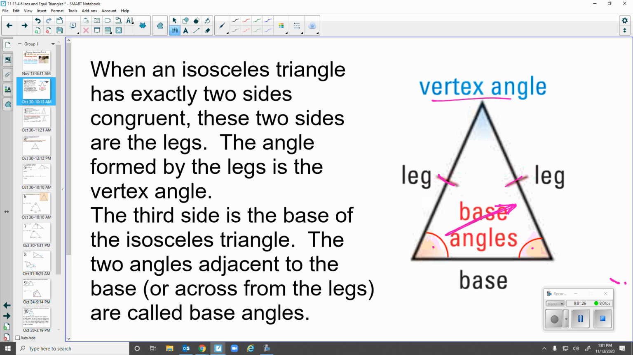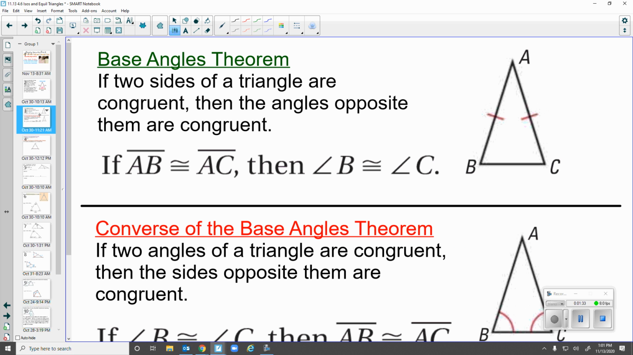Okay, that's all your basics of an isosceles triangle. Now we're going to look at some theorems. We have the base angle theorem and then the converse of it. The base angle theorem says if you have two sides that are congruent, the angles opposite of them, referring to these two base angles, are also congruent. That's your base angle theorem. So you start with the legs, and then you get to say the angles are congruent.